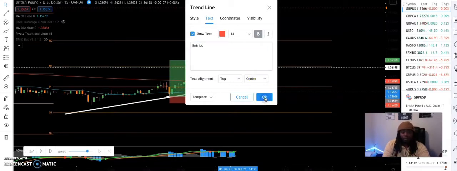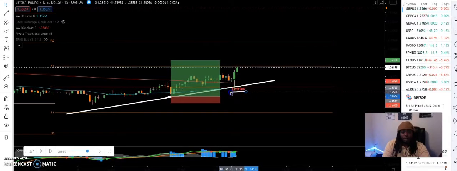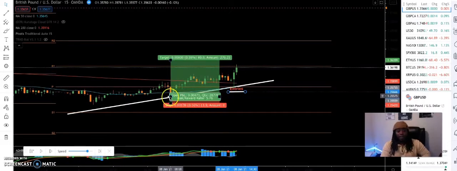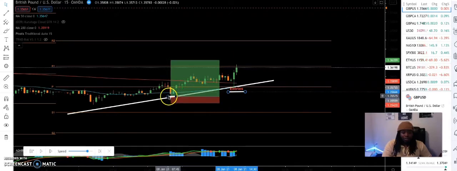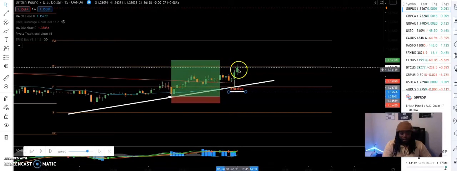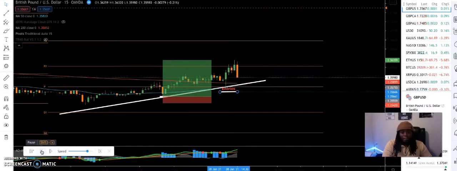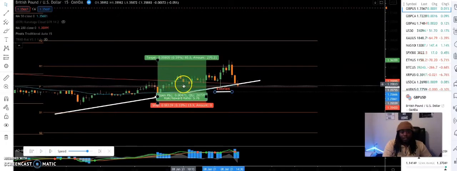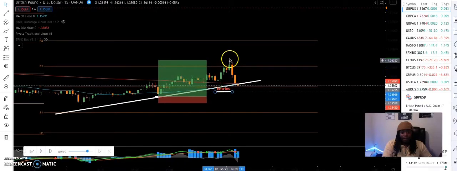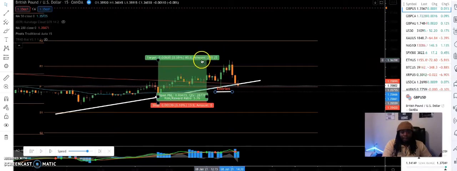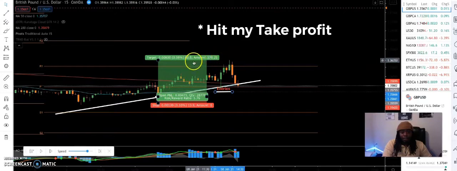So I put like 2 or 3 more entries when it bounced off here, and I already had like 2 or 3 when I entered here, like good lot sizes. So I made a decent amount of money here. All right, and boom, like I say, guys, it came here, and I got out. Hit my stop loss.